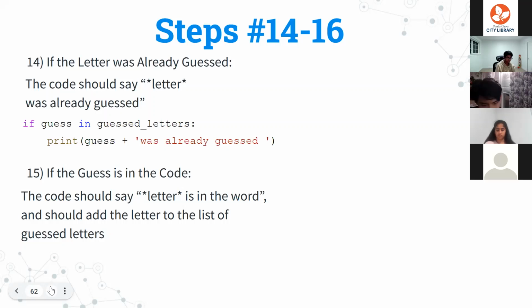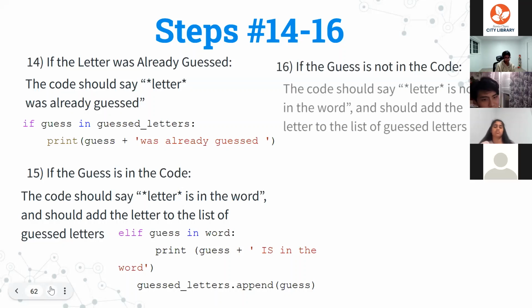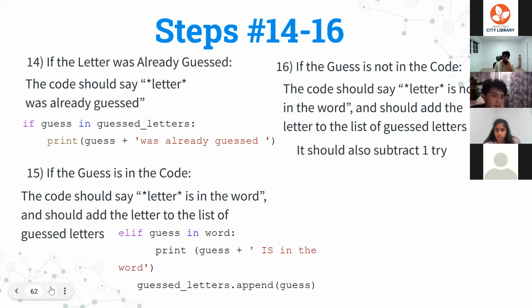Okay, so we're going to have to move on now, but the code is going to be an else if statement, and we're going to have both a print statement and an append statement in it. And so finally, for step 16, where the guess is not in the word, we're going to have another condition, but this time, unlike step 14, we're going to not only print that it's not part of the word, but we're going to append it onto the guessed list.